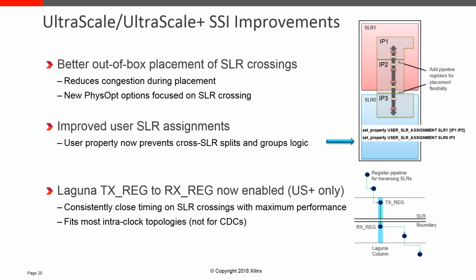A big change for UltraScale Plus is the ability to use both Laguna registers to cross SLRs. Previously, this was disallowed due to the possibility of unfixable hold violations. However, now the router can adjust clock leaf delays to fix hold. This should work for most single clock or intra-clock paths, but is not intended for use with clock domain crossings.